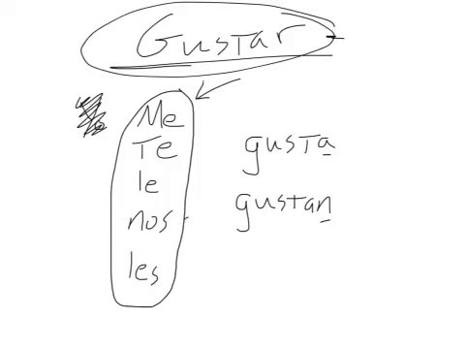If we like the computer, you'd say nos gusta la computadora. If they like the computer, it'd be les gusta la computadora, etc., etc. If there's more than one computer, then you use this because it's conjugated for more than one thing. So if I like the computers with an S, it'd be me gustan las computadoras. If you like the computers, it'd be te gustan las computadoras.